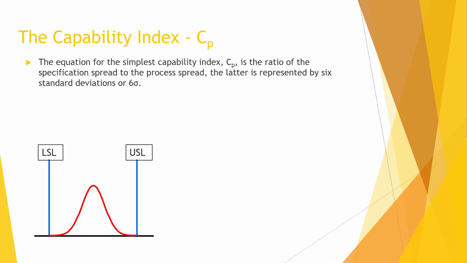Okay. There's also the capability index, CP. This is the equation for the simplest capability index, CP. This is the ratio of the specification spread to the process spread. The latter is represented by 6 standard deviations. Z equals 3CP if the process is centered, because when the process is centered, CP equals CPK. Actually, Z equals 3CPK equals 3CP.